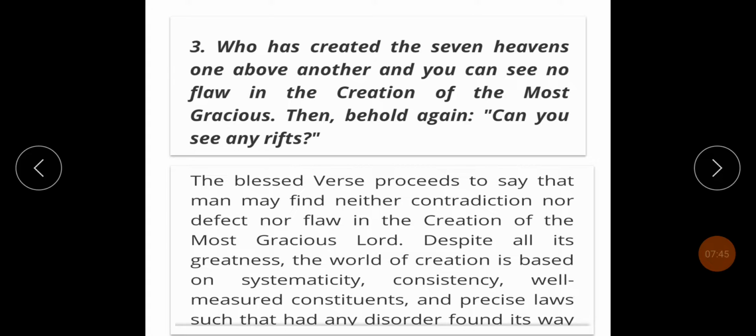Now, in this surah, who has created the seven heavens one above another, and you can see no flaw in the creation of the Most Gracious. Then behold again, can you see any rifts? The blessed words proceed to say that man may find neither contradiction nor defect nor flaw in the creation of the Most Gracious Lord. Despite all its greatness, the world of creation is based on systematicity, consistency, well measured constituents, and precise laws, such that had any disorder found its way.